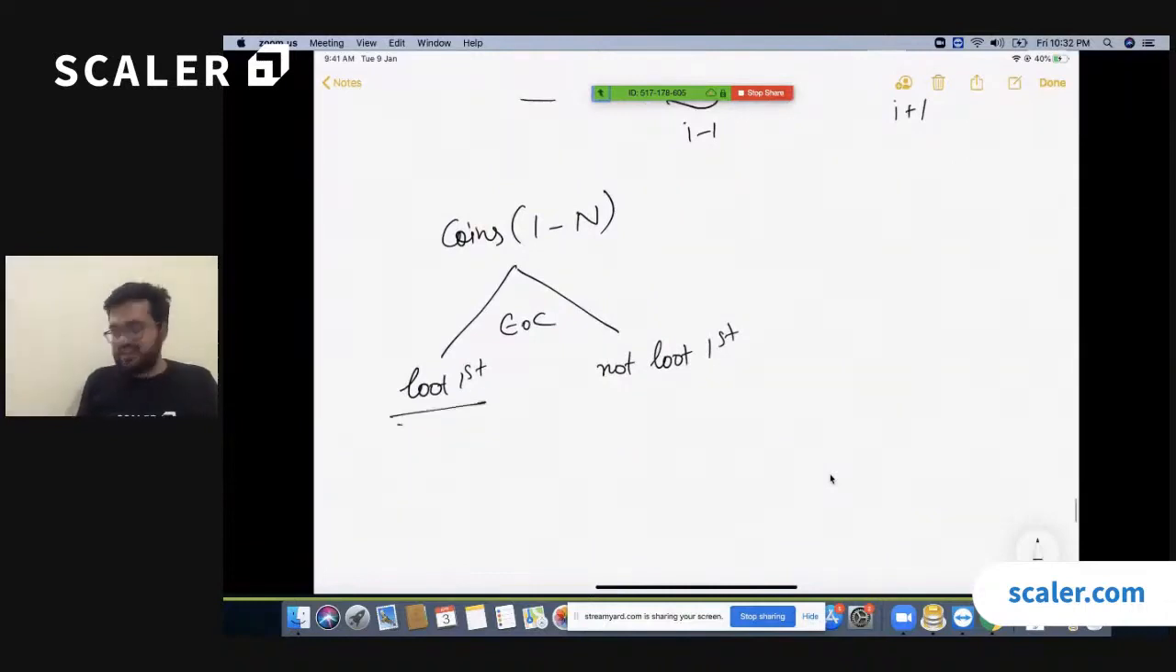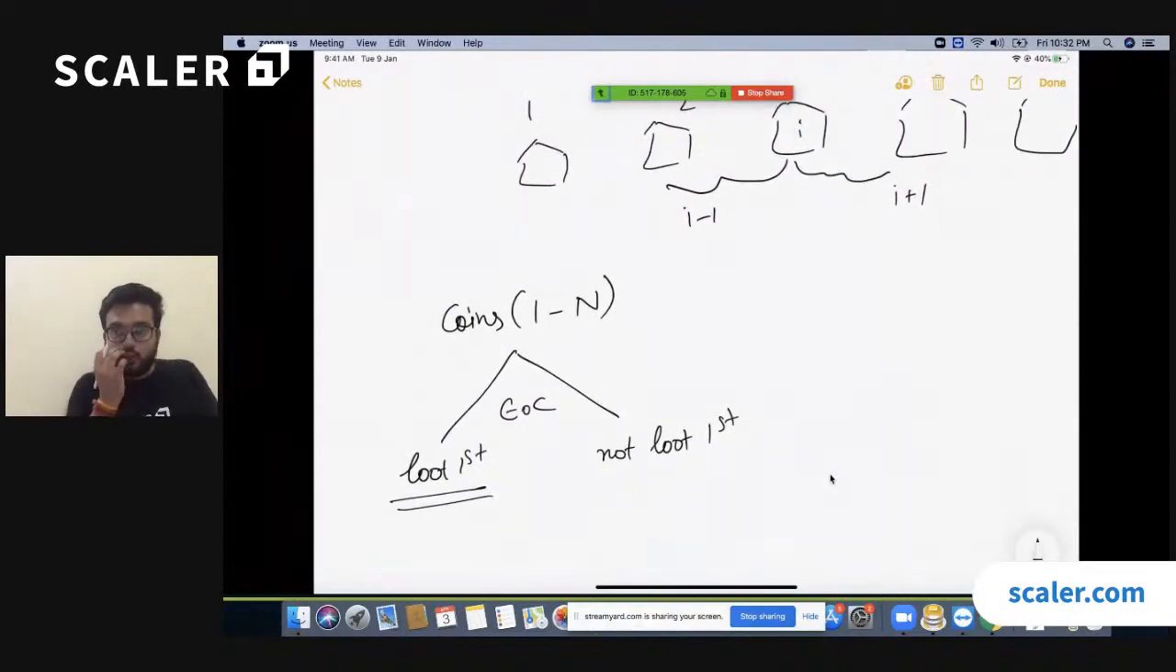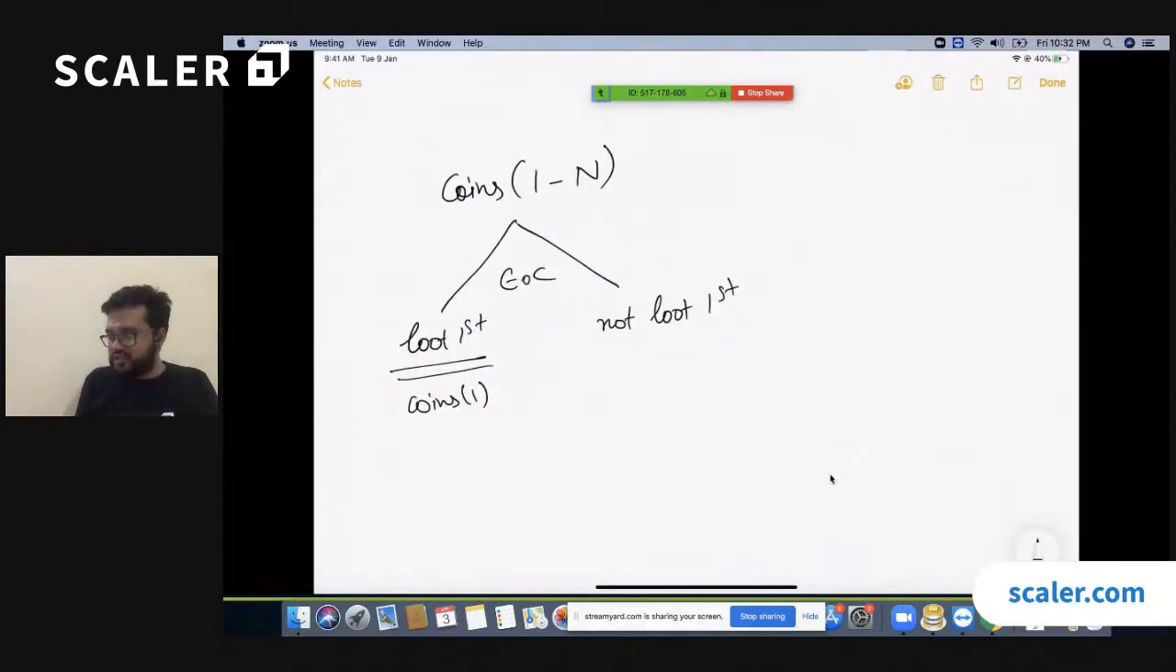People, if you loot the first house, do you think you will get some gold coins? Yes, you will get some gold coins. How many coins will you get? You will get the coins that were there in the first house. Now, the moment you have chosen to loot the first house, your problem reduces.